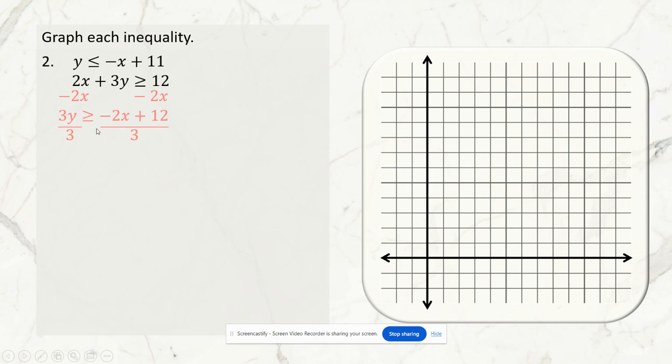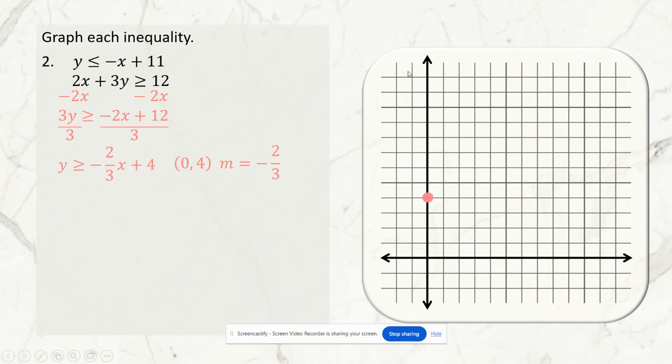I notice a lot of us are only dividing one term on this right side of the inequality by the number in front of y. You have to divide everything on both sides completely by the number in front of y. Okay, so once we simplify this, we're going to get y is greater than or equal to negative 2/3 x plus 4. Now for this one, we know our y-intercept is 0, 4, okay, and our slope is negative 2/3.